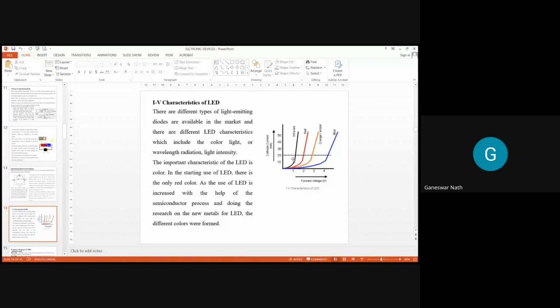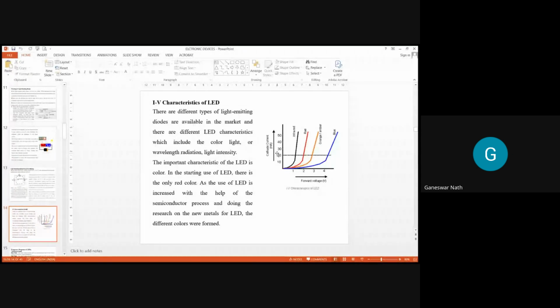So depending upon the material, the wavelength of the light used, or the power supply, we can find different colors of light here. So the important characteristic of the LED is color. In the starting use of LED, only red color was there. As the use of LED increased with the help of semiconductor processes and work on new LED materials, different colors were formed.